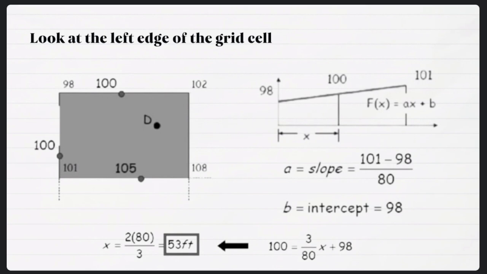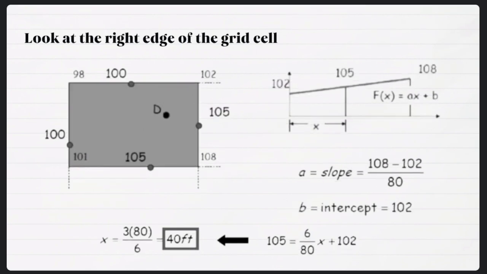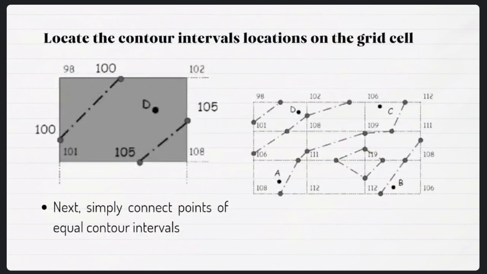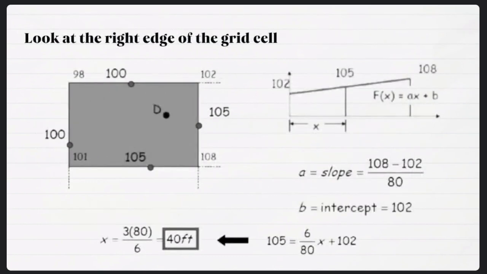And then the width of the rectangle is 80 feet, so we multiply that by the first difference we computed, then divide by the difference of the second point and the first point, which is 101 minus 98, so that is 3. So with that, we were able to get 53 feet. So the distance from the B-intercept of 98 to the 100 is 53 feet. For the last edge, the process is the same.